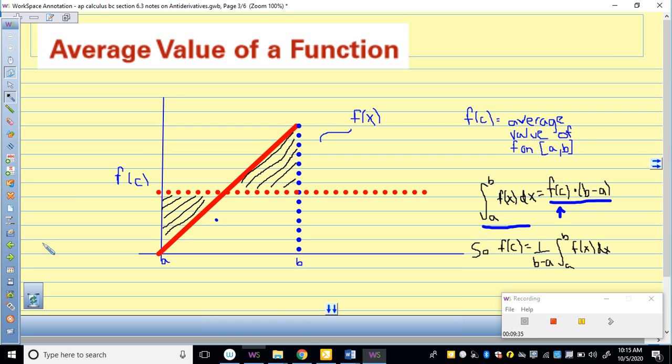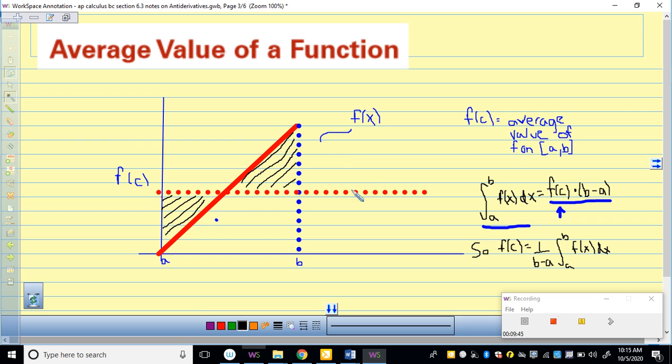Okay, next thing we want to talk about is the average value of a function. So our picture looks a little funny, but let's think about what we have here. I have my function, which is this red line f of x, and I am trying to find the average value of f on the interval from a to b. That means the average value of all the y values on this line in the interval from a to b?